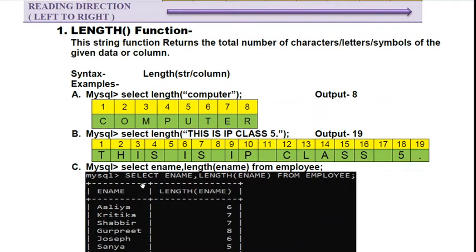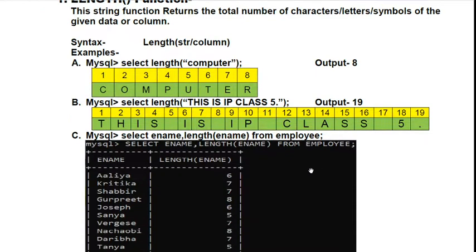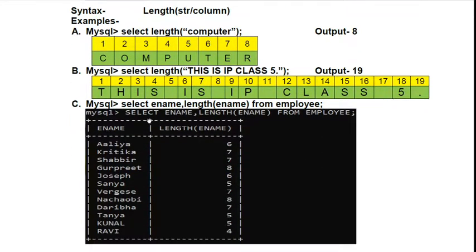Next example, you can apply the length function on any column of any table. So you are familiar with the employee table. Select name, length of ename from employee. It will display two columns: the name and the number of letters stored in the name. For example, Ravi, RAVI, having 4 letters. So the number of letters is the length.